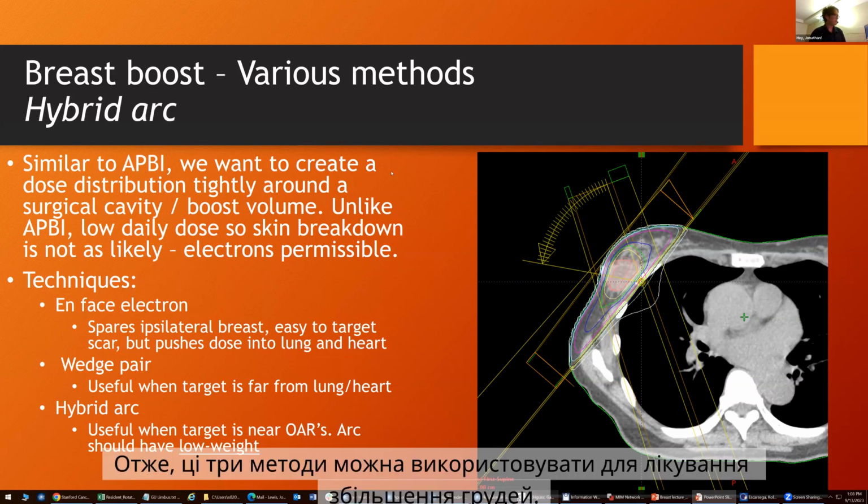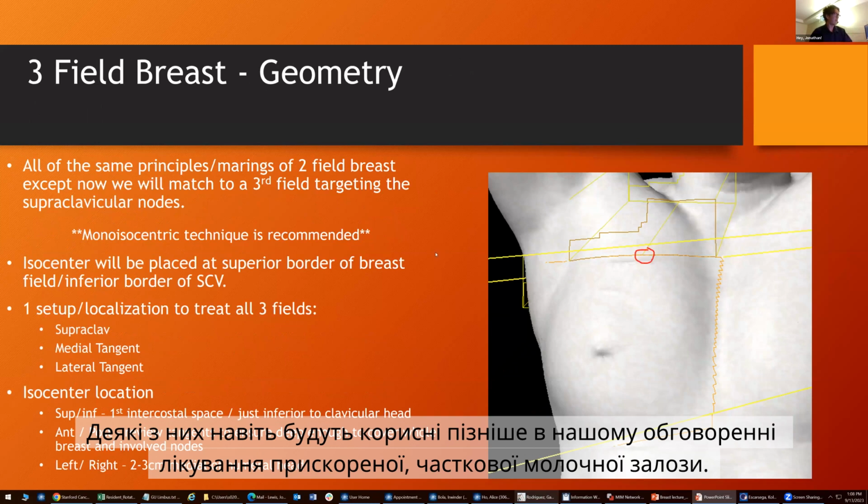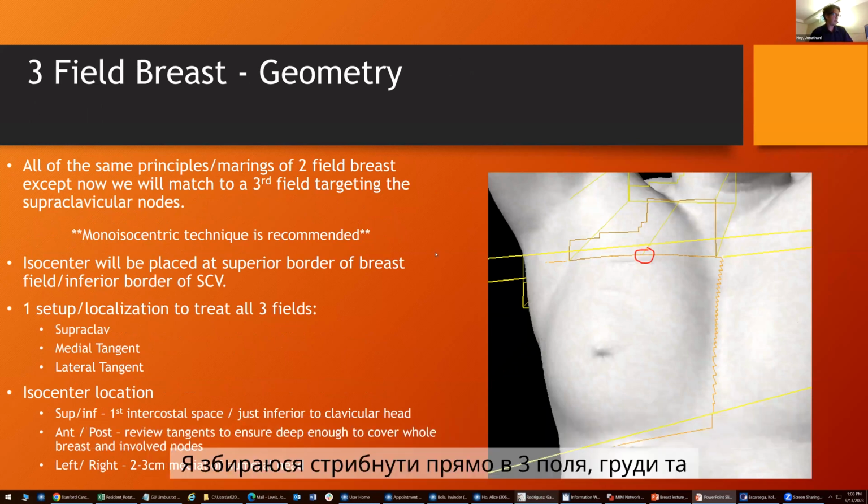So these 3 methods can be used for treating breast boosts, and some of them will even be useful later in our discussion of treating accelerated partial breast. I'm going to jump straight into 3-field breast.